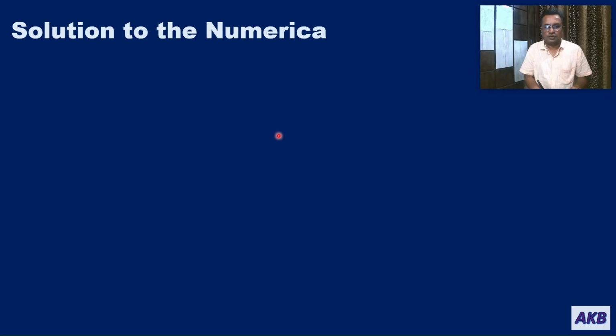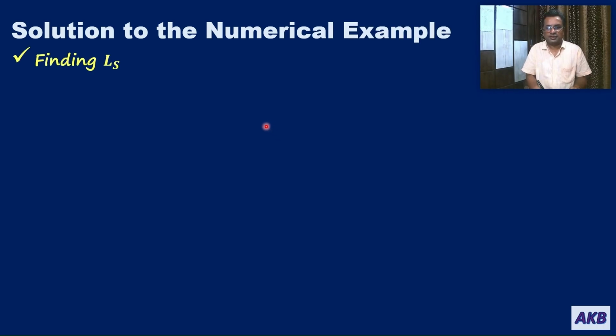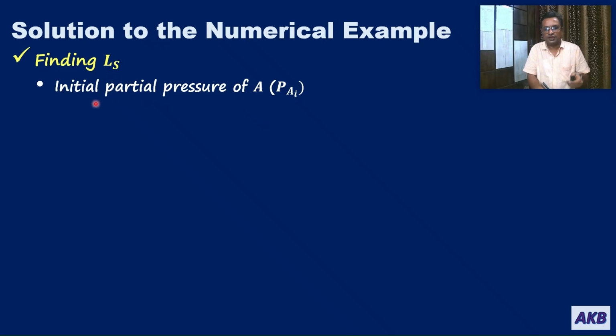Okay, now let us go for the solution. First step is we will be finding LS. In order to get LS, first we will have to get a few things. First, we will have to get the initial partial pressure of A, I am denoting it as PAI. For that we will be using the formula for percentage relative humidity. Percentage relative humidity is equal to PAI divided by PA0 into 100.